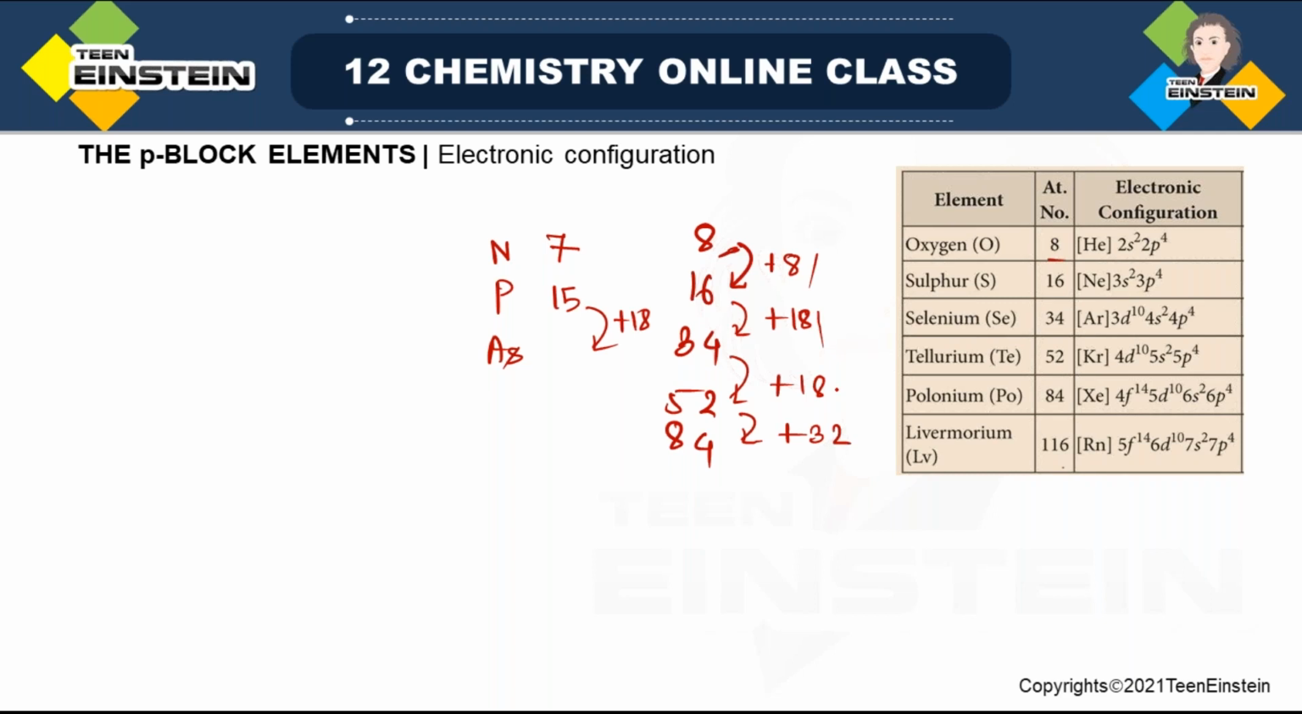Just follow these numbers and add them. From second period to third period, add 8. Third period to fourth period, add 18. Then again 18, then again 32. Now the number is different, 32.